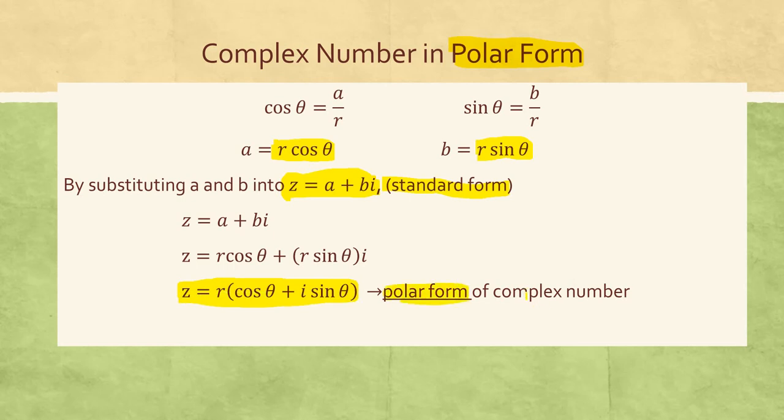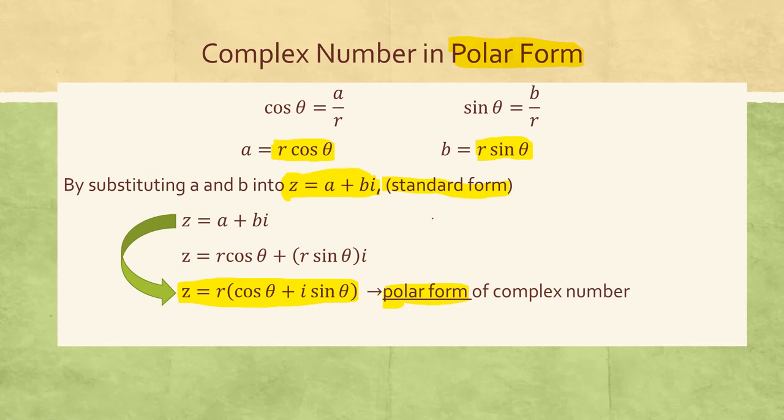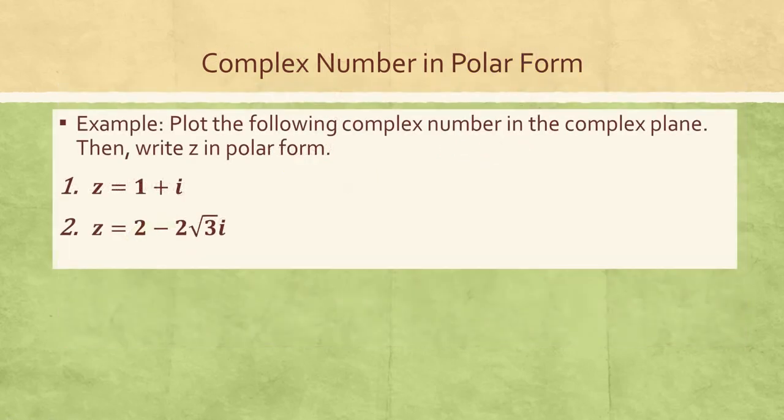Why polar form? If you have the angle, you put it in polar form. Next we want to learn how to convert from standard form to polar form. Standard to polar. Later we reverse, polar to standard. So you have a complex number in standard form. How do you change it into polar form?